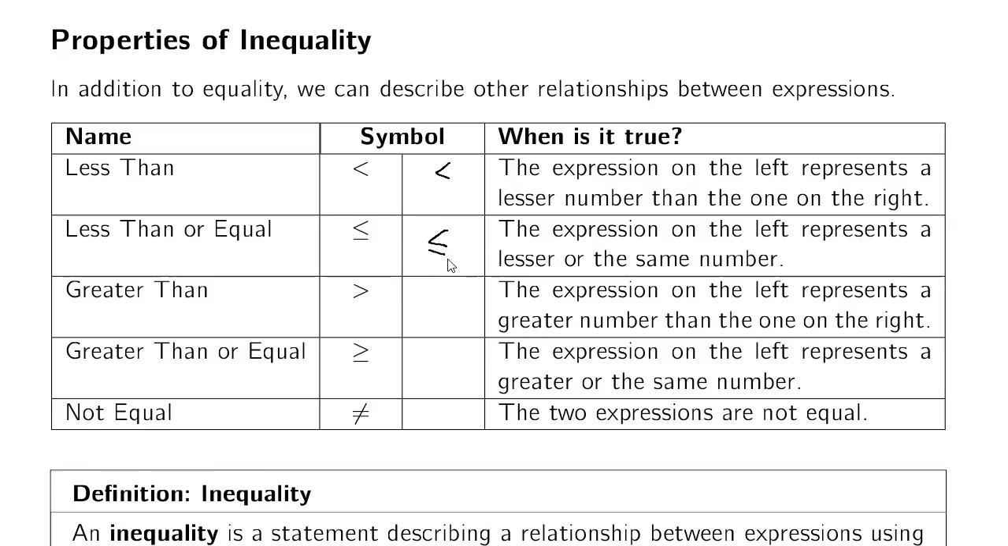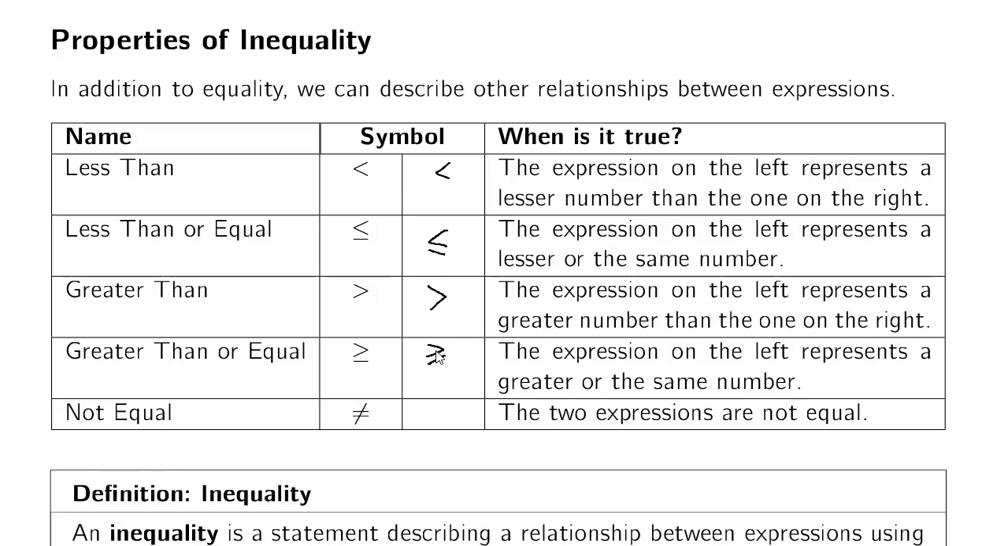Handwritten, we typically make the line parallel to the bottom of the less than sign because it's easier to draw that way. Less than or equal means the first expression might be less than the second one, or it might be the same. Then we have greater than, meaning the first expression represents a greater number than the second. Greater than or equal, meaning the first expression might be greater or it might be equal.